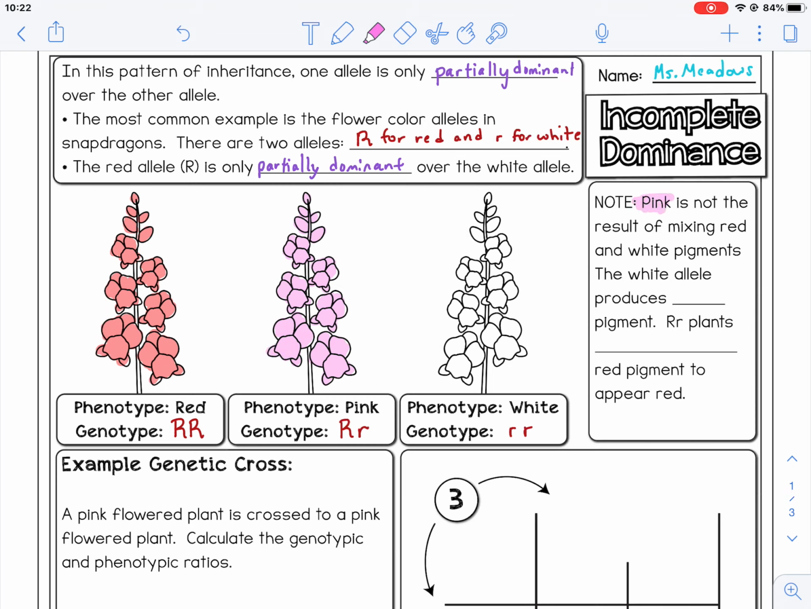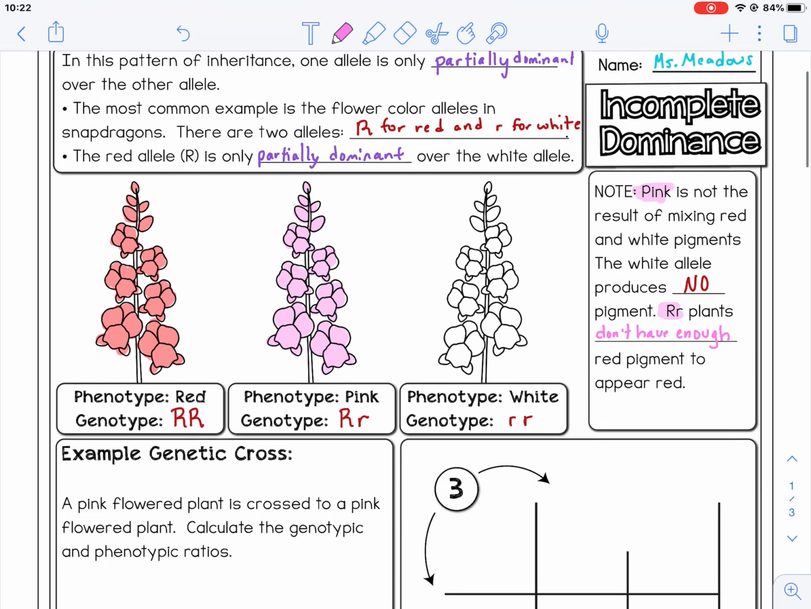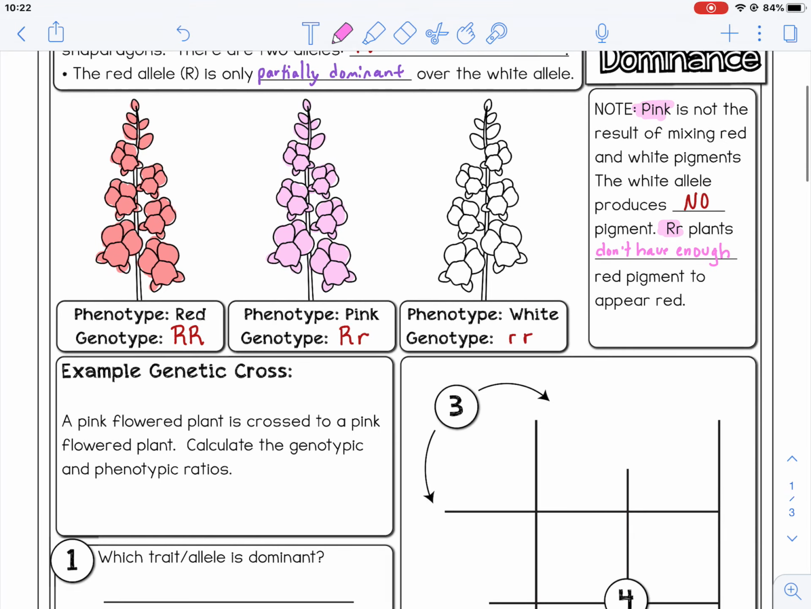Now, just to point out, the pink is not a result of mixing red and white pigments. In reality, the white allele produces no pigment at all. So it's just that big R, little r plants, meaning the pink plants, don't have enough red pigment in order to appear red. So that's why they appear pink.